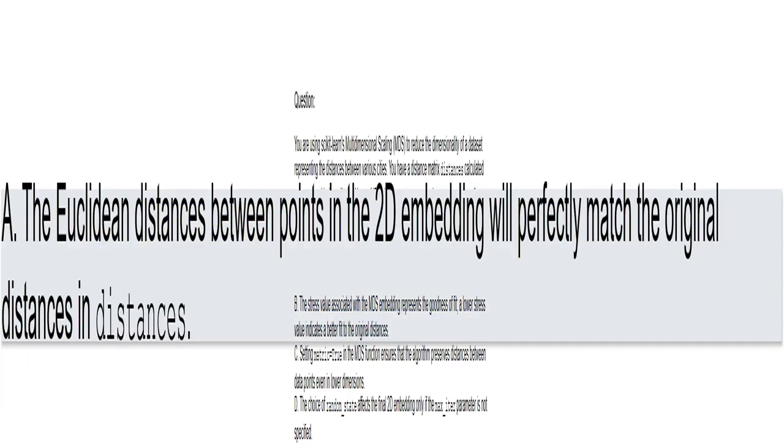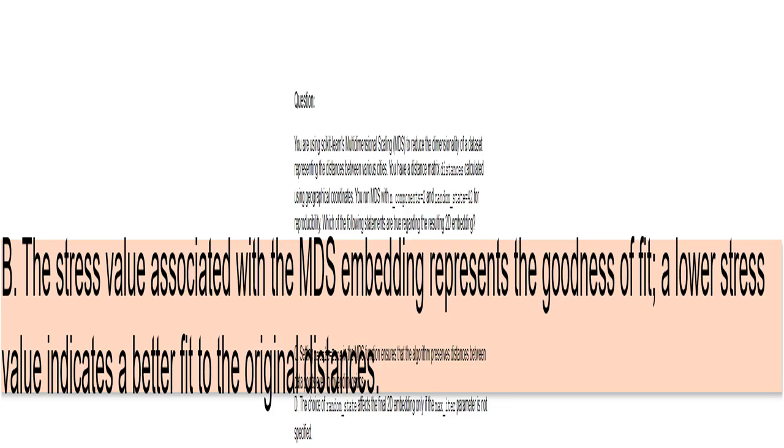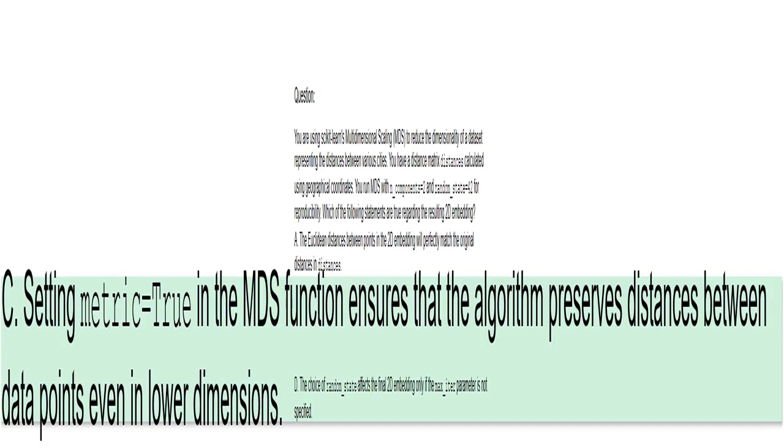This statement presents the first option. The question is whether the distances between the cities in the 2D representation perfectly match the original distances. I will evaluate the validity of this claim later in the analysis. This option introduces the concept of stress in MDS. I need to determine if a lower stress value indeed implies a better fit to the original distances. This is another option to assess. Here, we analyze whether using metric equals true guarantees perfect distance preservation in the lower dimensional embedding produced by MDS.